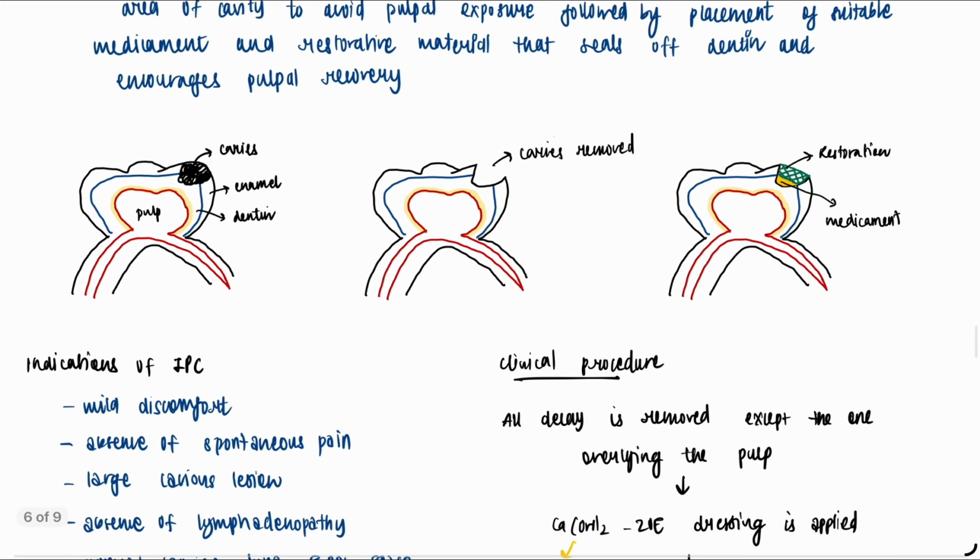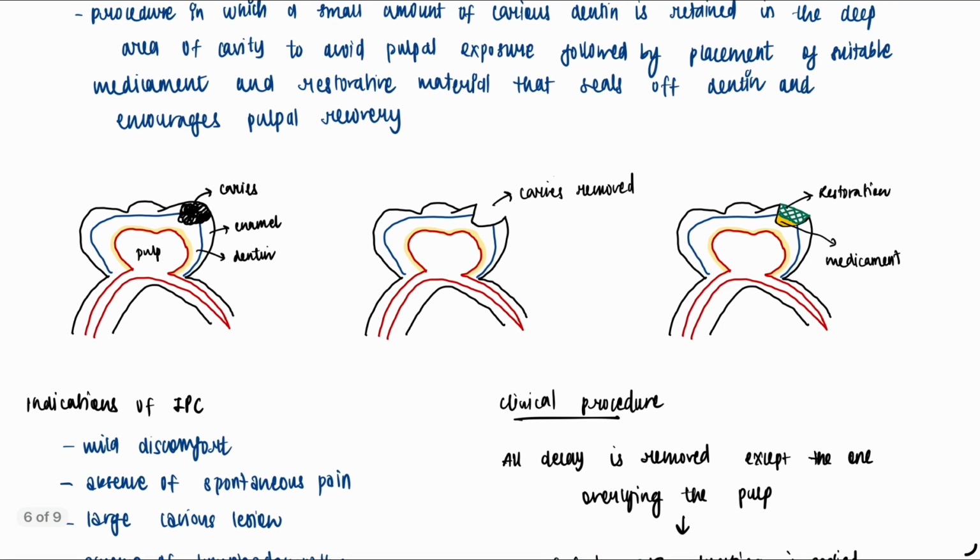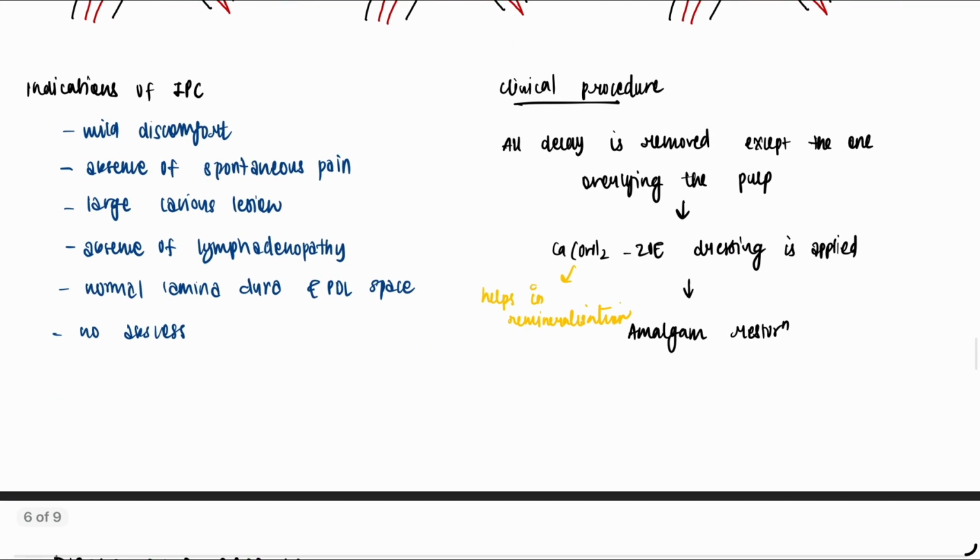So basically, if there is caries present in a tooth, you will remove all the caries from the tooth, but you will leave a thin layer of the caries there only. On top of that, you will apply the medicament followed by restoration. Why a tiny layer of the caries is left behind is to avoid pulpal exposure, that is indirect pulp capping.